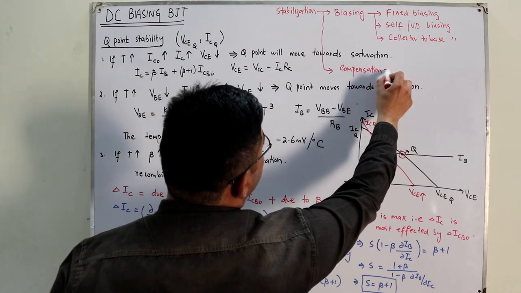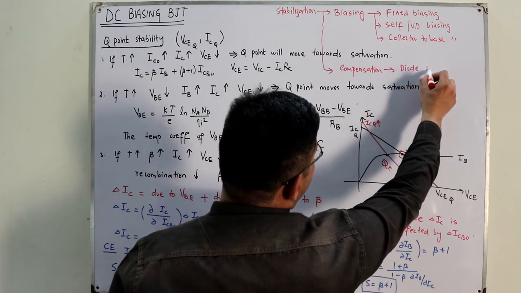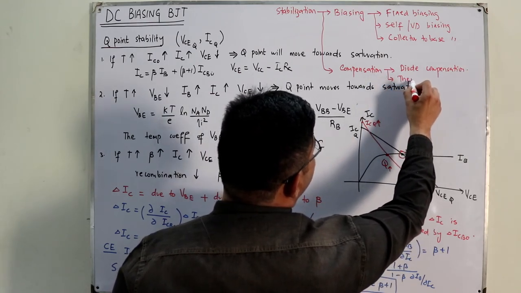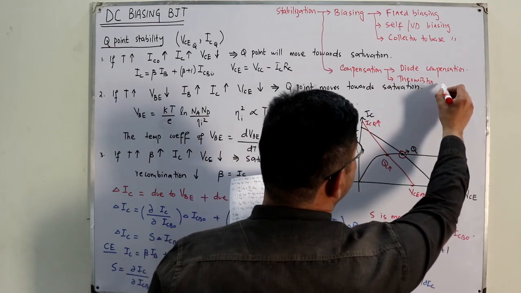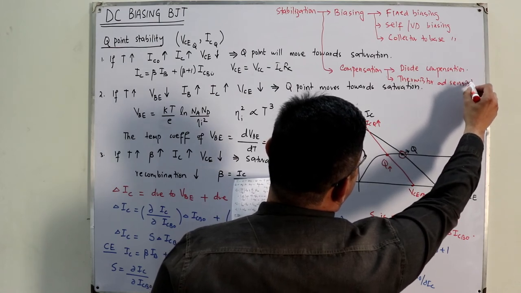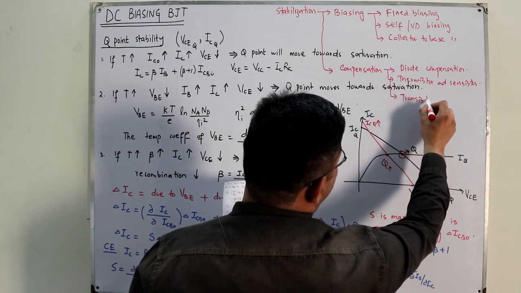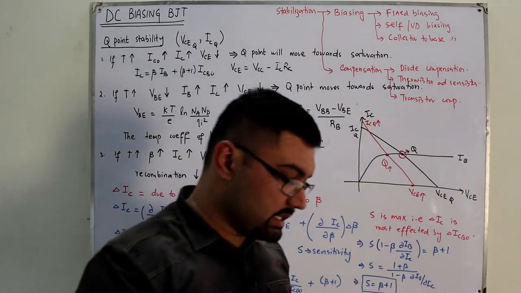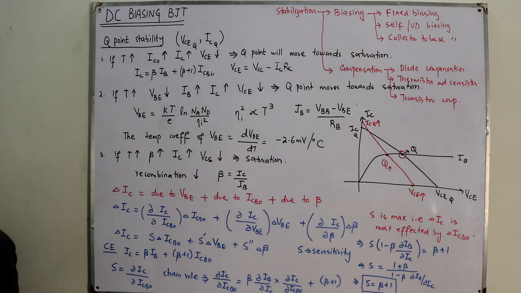You should just remember the names. Again, in this we have diode compensation, thermistor and sensistor configuration, and the third is transistor compensation. So this is not included in our course. The biasing is included, which we will start from the next video.